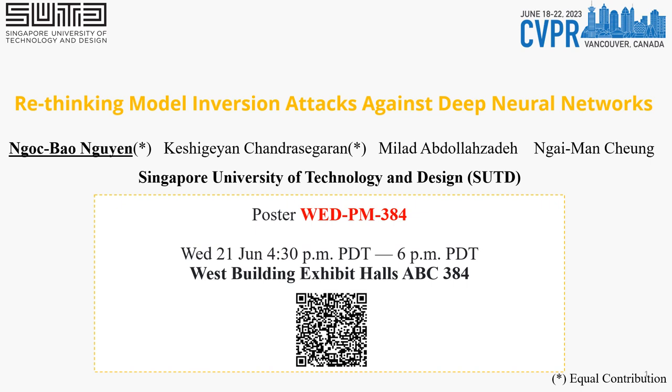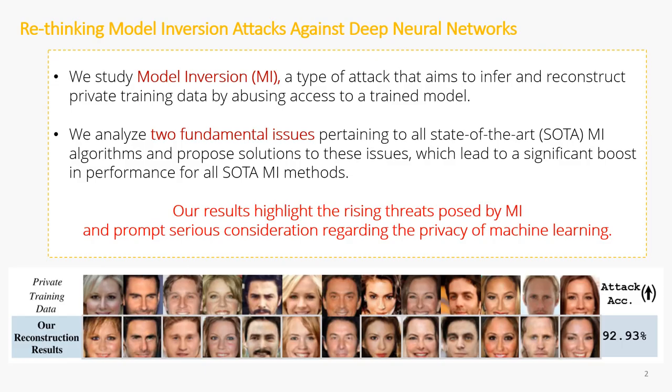Today I would like to present our paper, Rethinking Model Inversion Attacks Against Deep Neural Networks. In this paper, we focus on an important category of privacy attacks, that is model inversion, or MI for short. This attack aims to infer and reconstruct private training data by abusing access to a model. We analyze two fundamental issues pertaining to all the state-of-the-art model inversion algorithms and propose solutions to these issues with a significant boost in performance for all the state-of-the-art MI methods. Our results highlight the rising threats posed by MI and prompt serious consideration regarding privacy and machine learning.